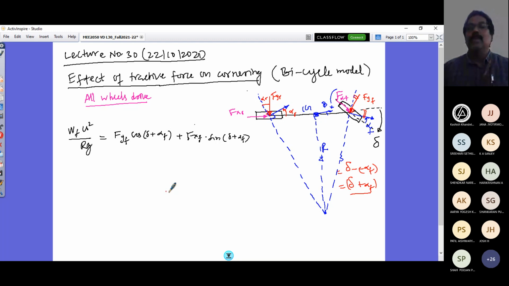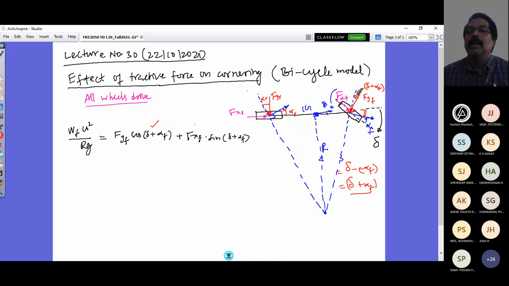Alpha R. So now you look, I needed this force along this line, the centripetal force because of the front axle mass along this radius from this contact center. And this force is not along the line. It is at an angle here. This angle is our delta plus alpha F. So what is the component along this is what I have to take here, and that would be the cos component. That is how this term comes. So you follow that.